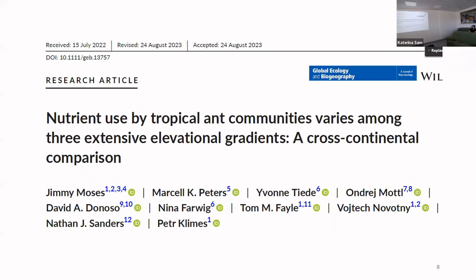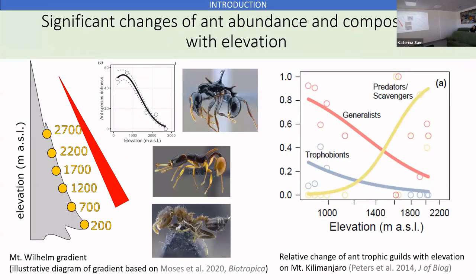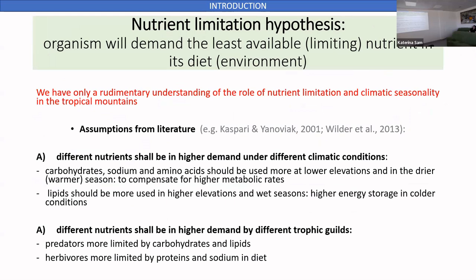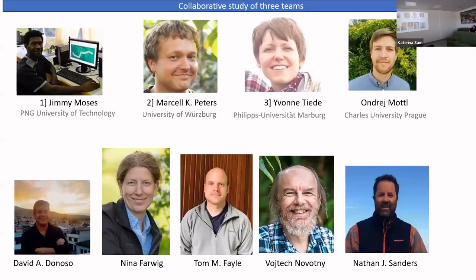So we were doing this wider study, which was done with colleagues by several teams and published last year in Global Ecology and Biogeography, where we were looking from a bit wider perspective, trying to answer the question of whether there is a predictable structure of ants with elevation and whether it translates to a predictable common nutrient use, as this hypothesis would suggest. And this was done by three teams in the field.